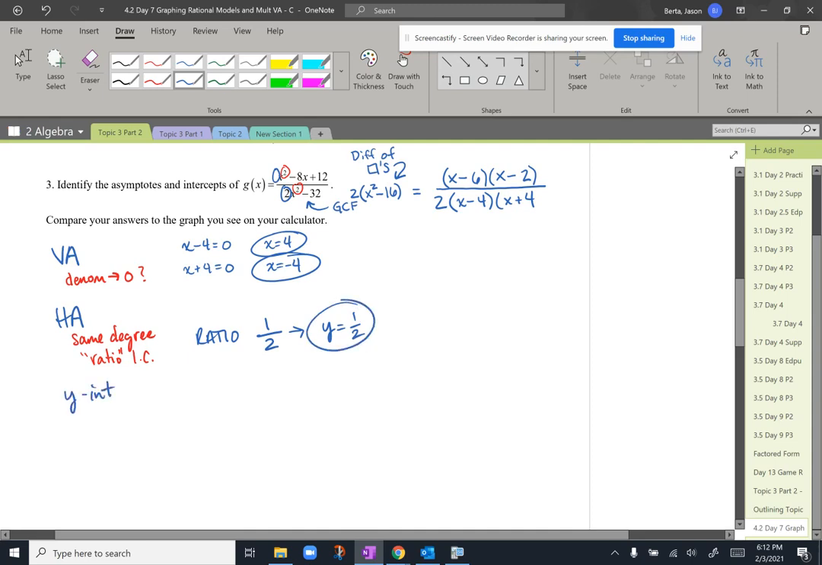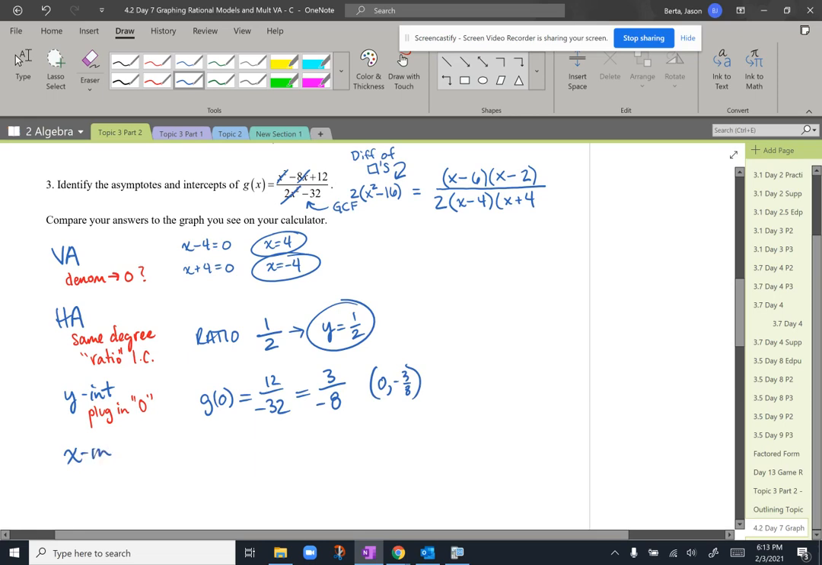What about the y-intercept? Well, we just plug in 0. I'm going to do that using the traditional form, because I know that these three terms will just go to 0 when I plug in 0. So g of 0 ends up reducing to 12 over negative 32. Both of these are multiples of 4, so I'm going to reduce that fraction to 3 over negative 8, which means my y-intercept is at the point (0, negative 3/8).